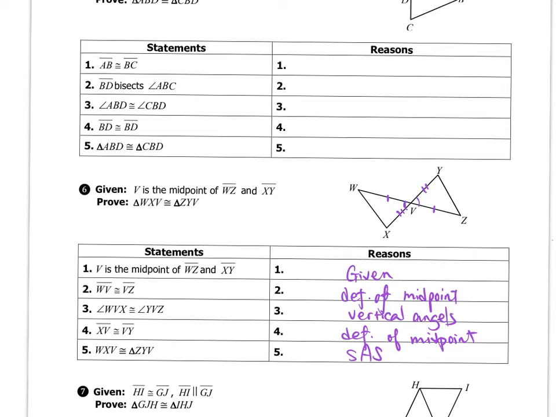Again, notice that these two angles are sandwiched between the two congruent sides. That's why we can use SAS.